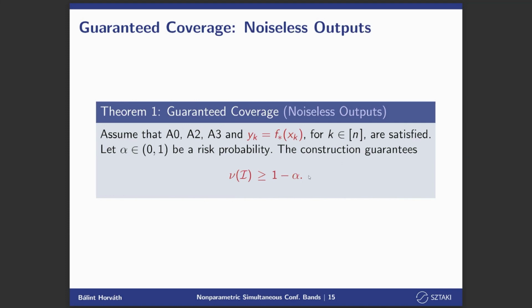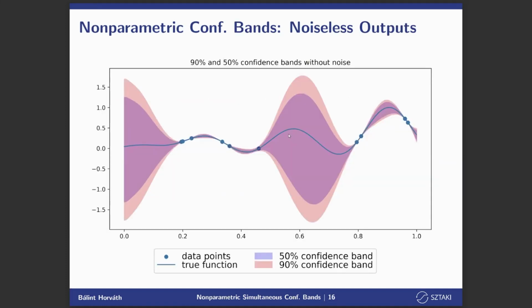So basically, this reliability is guaranteed in the noise-free case with this risk probability if the assumptions are fulfilled and if the outputs are noise-free. And we have seen a lot of equations, but hopefully some figures can also help to understand the main concept of our method.